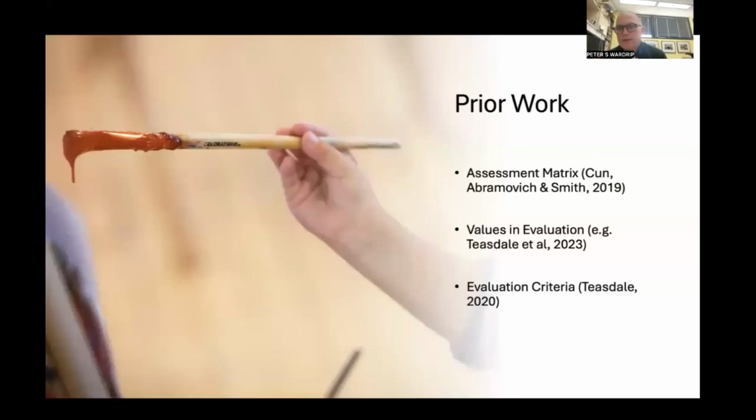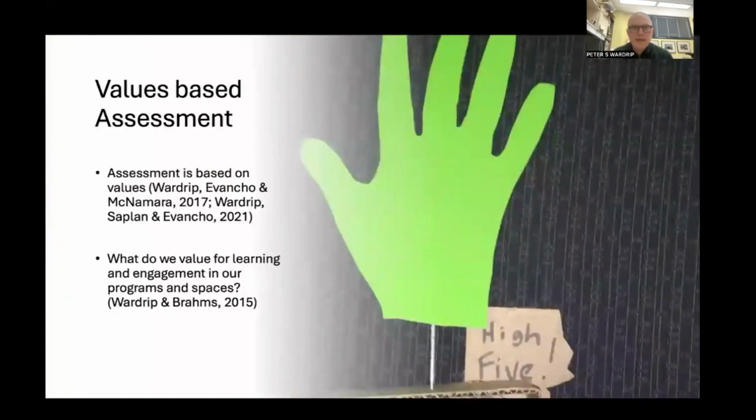I do want to just say that this work is in conversation and inspired by some other wonderful and important research. The work that Sam and his colleagues did on their assessment matrix that looked at the alignment between what you're measuring and how you're measuring it in a library makerspace. And Rebecca Teasdale and colleagues' work on values and evaluation, but also evaluation criteria in library makerspaces. And this specific approach I'm talking about, values-based assessment, is based on other work that I've done with other colleagues.